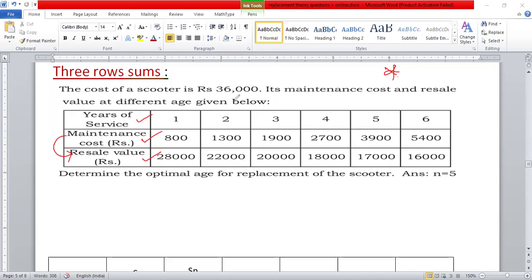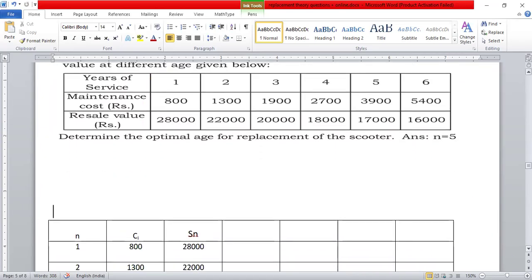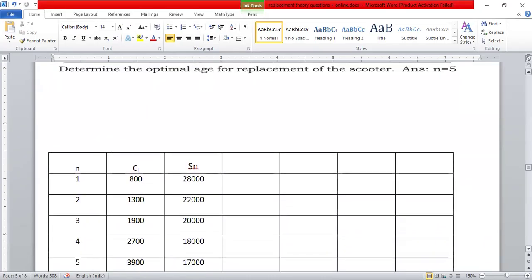The cost of a scooter is 36,000. Its maintenance cost and resale values are given. Okay, so with the respective data there, and here also the data with us. You can just write it.